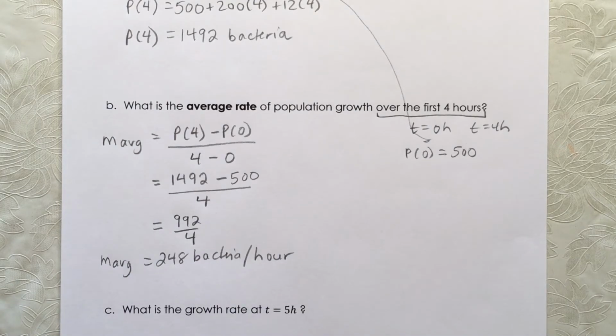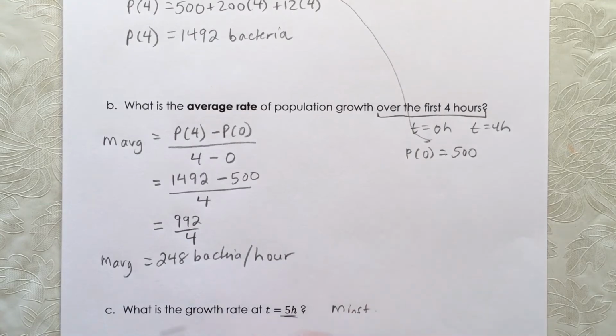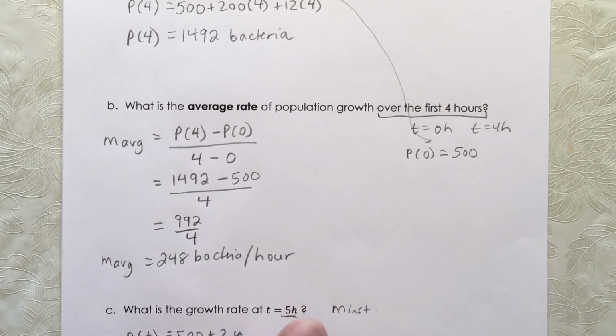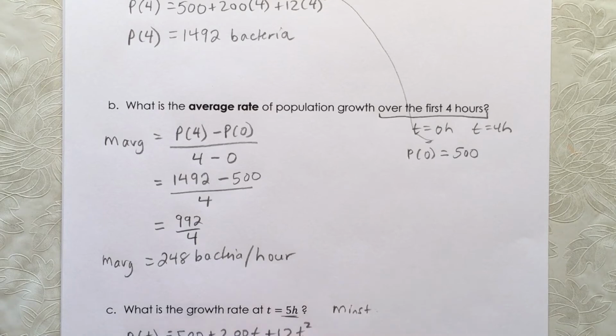And then C, what is the growth rate at t equals 5 hours? So because it doesn't ask over a range, it just asks at a specific place, 5 hours, that's going to be instantaneous rate of change, which involves the derivative. So if we know P at t is 500 plus 200t plus 12t squared, we need to find P prime at t, excuse me, first.